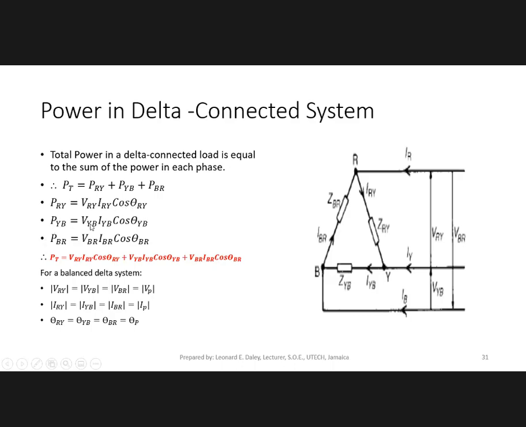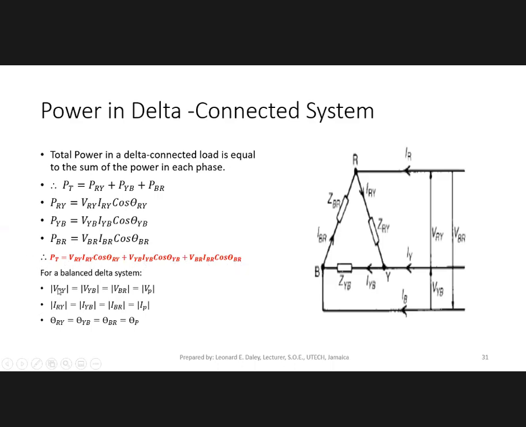And you can write similar equations for the power in the blue phase. VYB times IYB times cos of the phase difference between VYB and IYB. And PBR, the power in the blue-red phase over here: VBR, the voltage across that phase, times the current through that phase impedance, and the cosine of the phasor difference between these two phasors. So the total power can be written out this way.